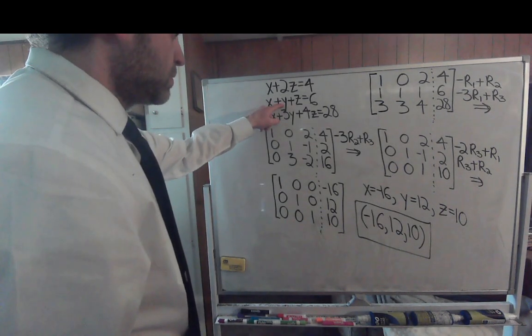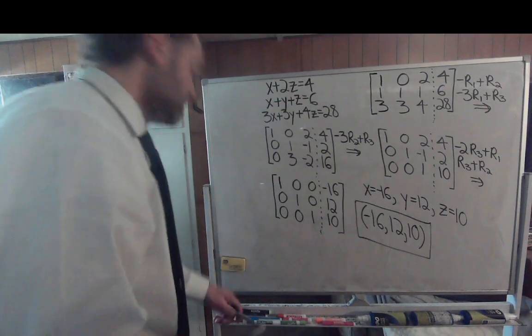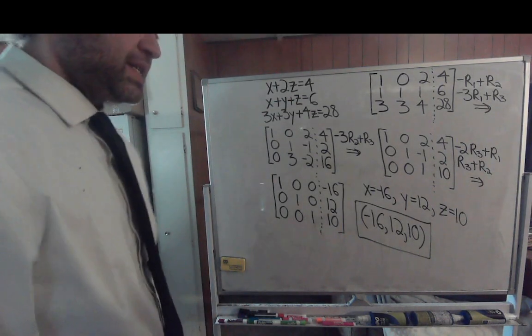Negative 16 plus 12 is negative 4, plus 10 is 6. Yep, it certainly does. So that's it for this lesson.